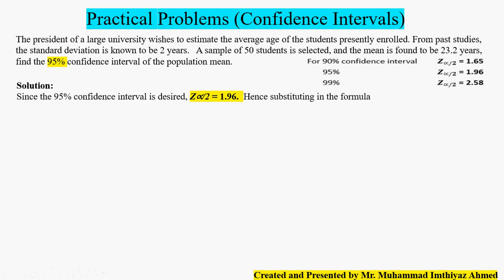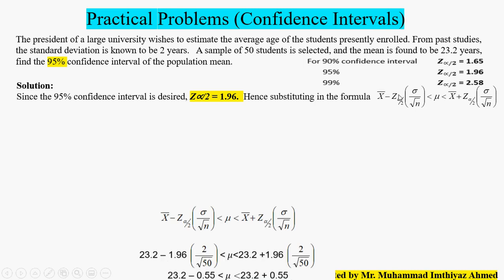Now, substituting in the formula, the lower limit will be mean minus Z alpha by 2 multiplied by standard deviation divided by square root of n. As you can see, the other part will be sample mean plus Z alpha by 2 multiplied by standard deviation divided by square root of n. One side it is minus, the other side is plus. So students, if you remember one, the other one will be very easy to remember.